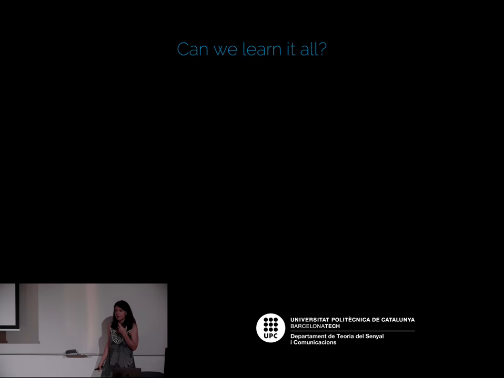But we're in a deep learning summer school, right? So we want to learn everything. We don't want this network flow, this graphical model, driving our actual tracking. So the question is, can we actually learn the whole tracking task with neural networks?